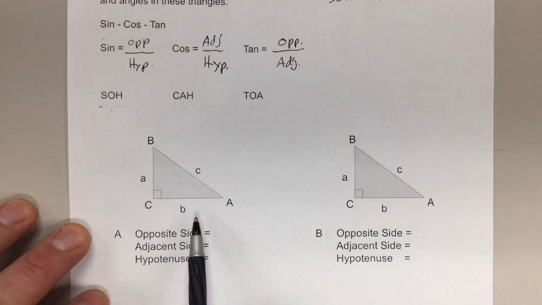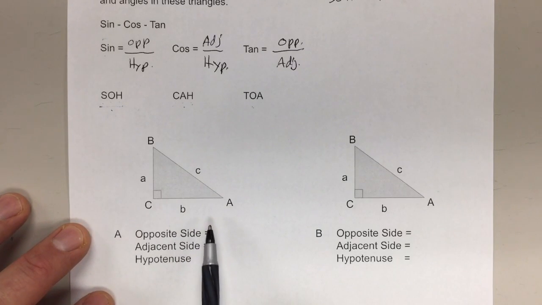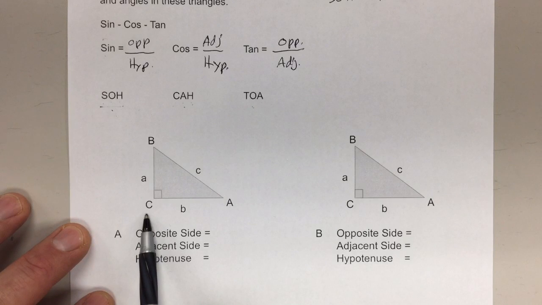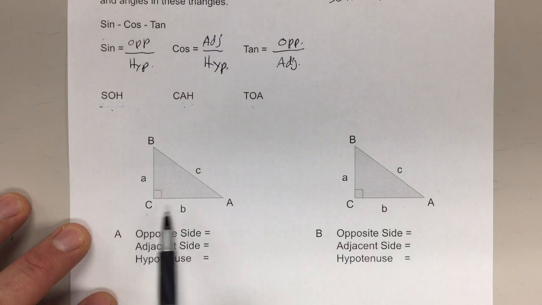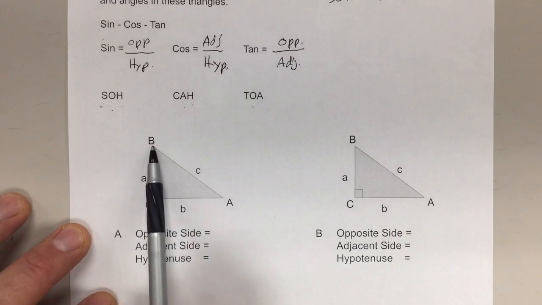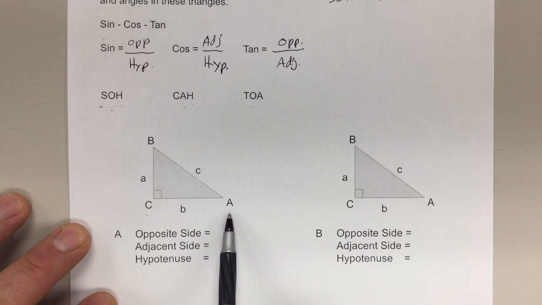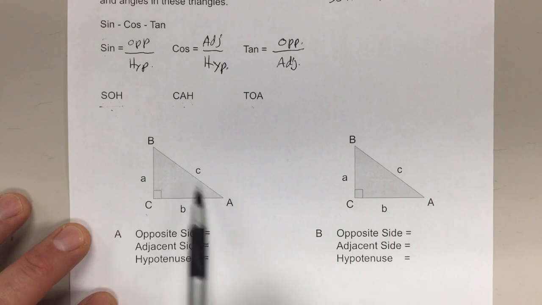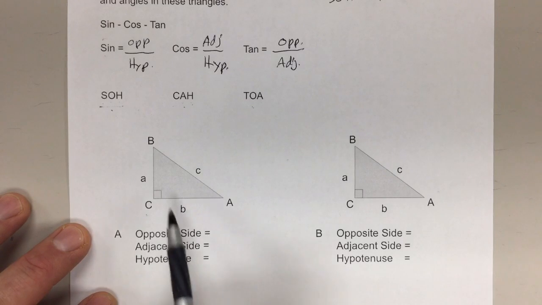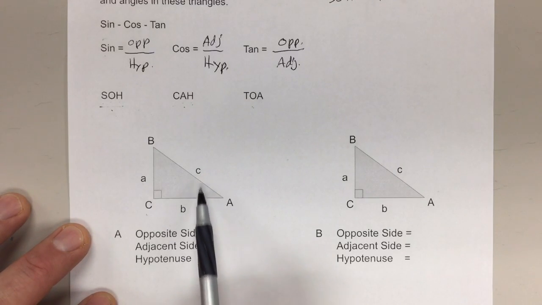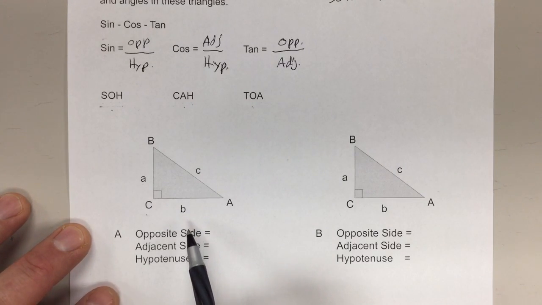Here's a right triangle. All right triangles are labeled in this way, where capital C represents the 90-degree angle. Capital A and capital B stand for the other two angles of the triangle. So capital letters stand for angles. Lowercase letters, a, b, c, stand for sides.